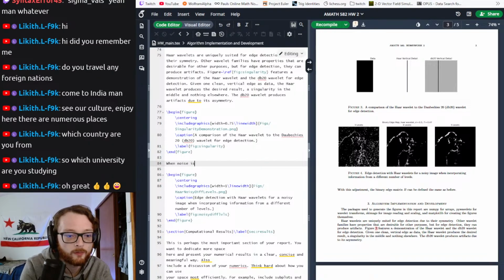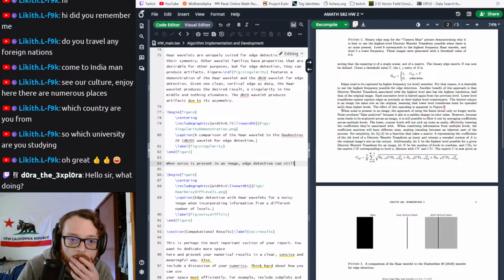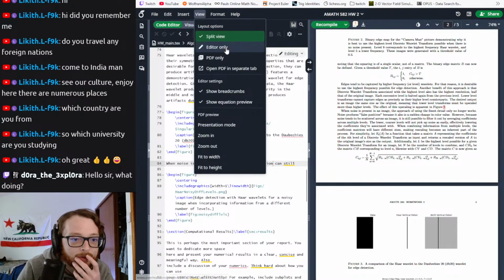When noise is present in an image, edge detection. Actually, what did I say about this in the theoretical section? I repeated myself. When noise is present in an image. Ugh.